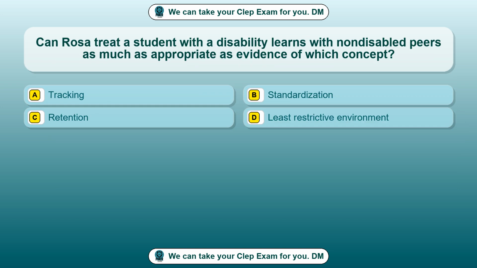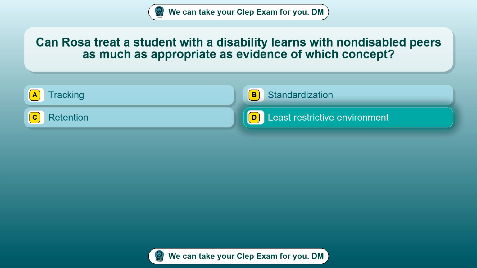Question 63. Can Rosa treat a student with a disability learns with non-disabled peers as much as appropriate as evidence of which concept? Option A, tracking. Option B, standardization. Option C, retention. Option D, least restrictive environment. The correct answer is option D.